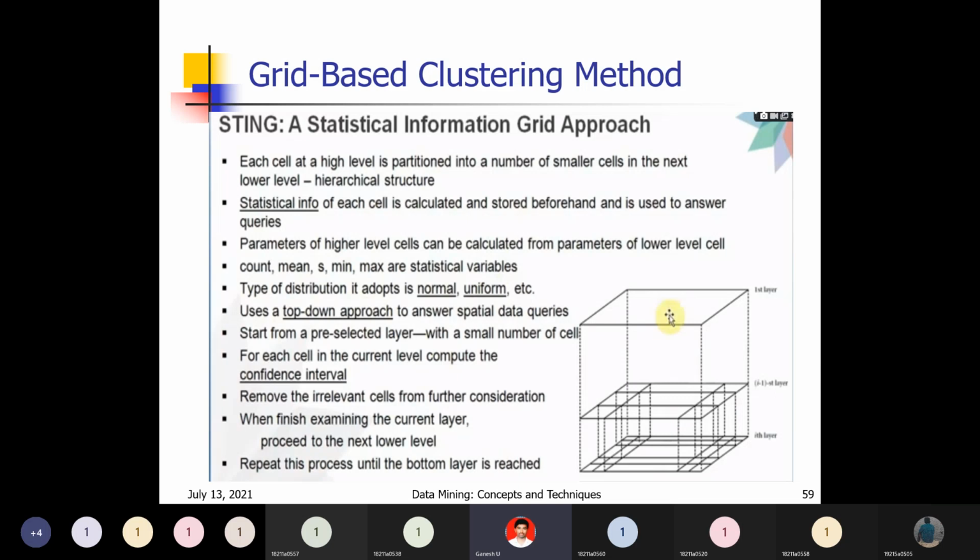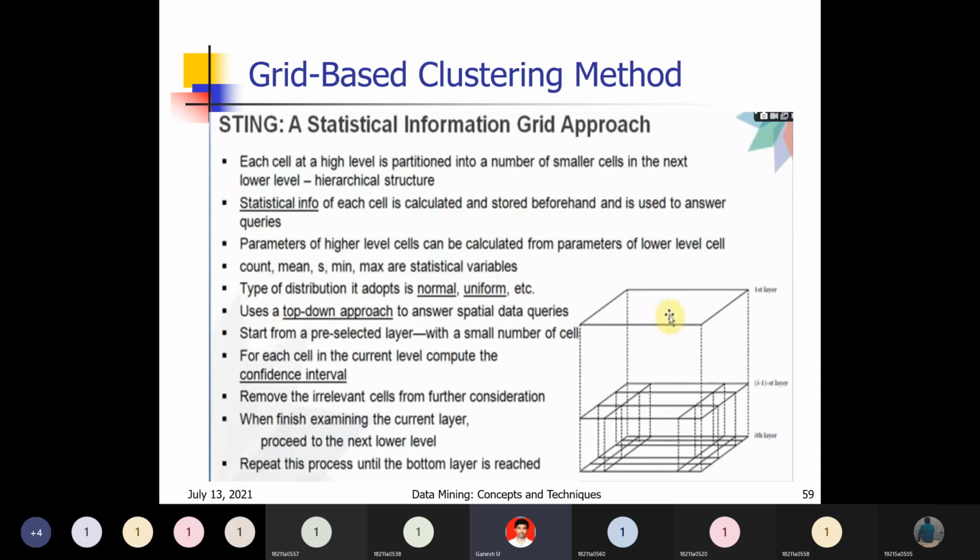For each cell in the current level, compute the confidence interval. At each level you can go to any cell and compute the confidence interval. Then remove the irrelevant cells from further consideration. Irrelevant cells are those cells that are not at all relevant to the data. You have the statistical information in each and every cell, so if a cell is not related to the cluster, you can just remove it. When you finish examining the current layer, proceed to the next lower level.